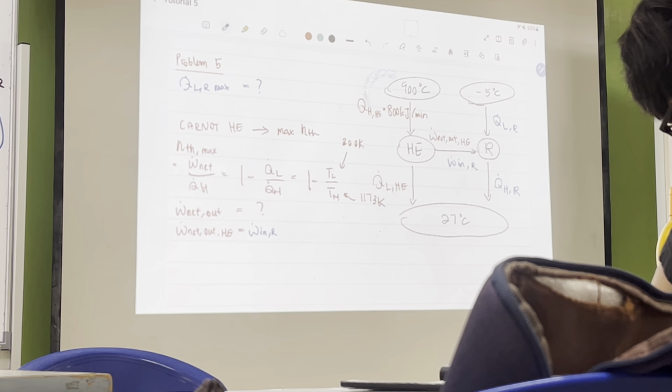And the question asks for the maximum rate of heat removal, which also means that we are still doing the same thing. So for maximum heat removal, the R must be the reversible Carnot cycle R. So it must be a fully reversible refrigerator, basically that. Okay, so which means that we can again do the same thing.